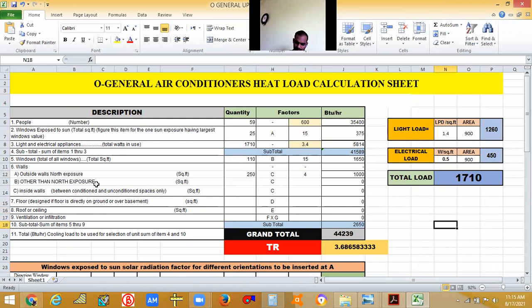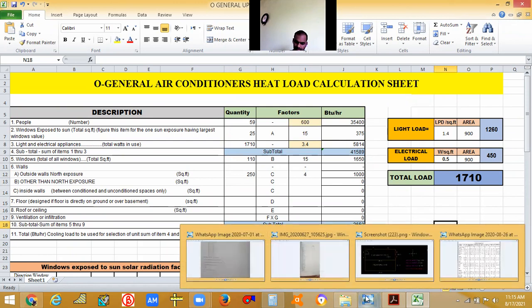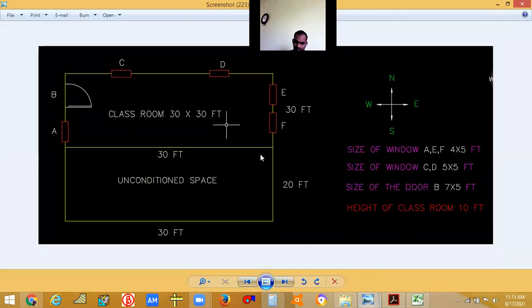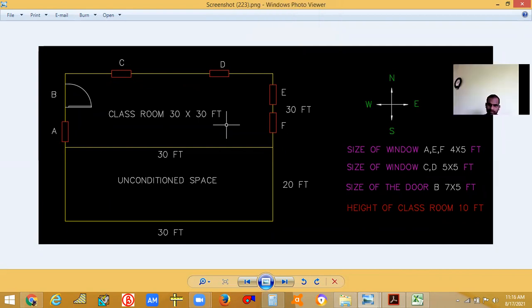Now, other than north exposure. Other than north exposure means what? Exclude north exposure. Other than north exposure means exclude this side. What are the other two exposures? This side and this side, right? This side and this side, which means west side and east side.